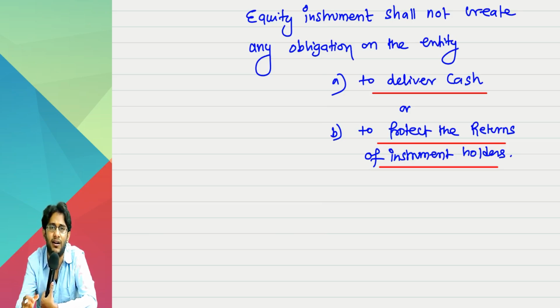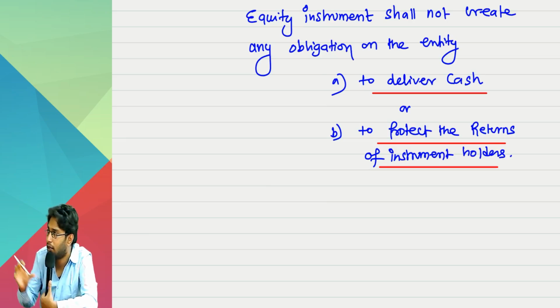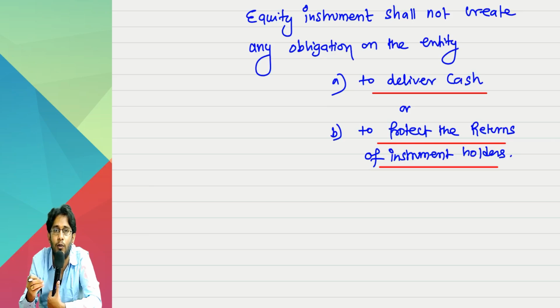Who will ask every year for a return irrespective of your performance? Tell me. Lenders will ask, debenture holders will ask, loan givers will ask. I don't care whether you make profit or not. I gave you 10 lakhs, you have to pay me 1 lakh every year. Are you an owner? No. An owner will not ask like that. So the equity instrument definition you have to understand qualitatively.